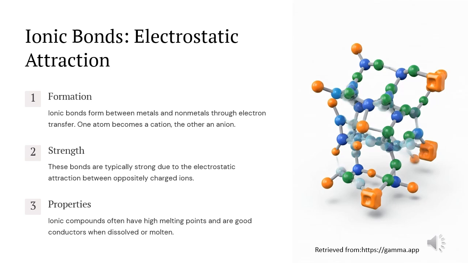Ionic bonds. Electrostatic attraction. Ionic bonds form between metals and nonmetals through electron transfer. One atom becomes a cation, the other an anion. These bonds are typically strong due to the electrostatic attraction between oppositely charged ions. Ionic compounds often have high melting points and are good conductors when dissolved or molten.